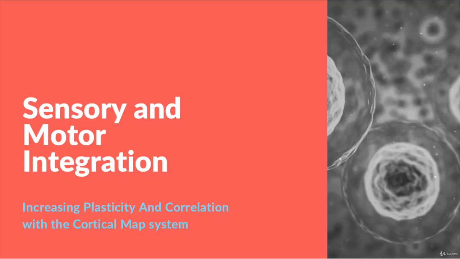In this lecture, we're going to be talking about sensory and motor integration. We're going to be covering how to increase plasticity and correlation with the cortical map system. Sensory integration includes processes that work on the different senses that we have in the human body.